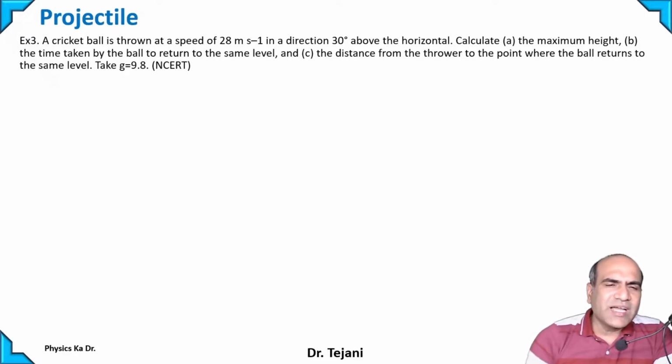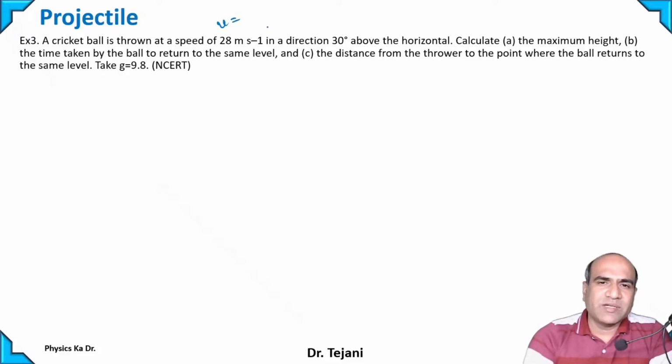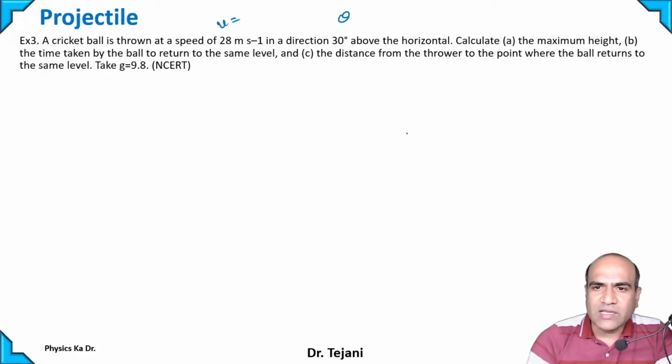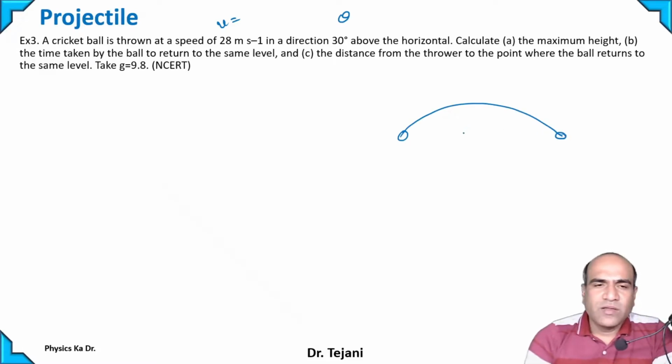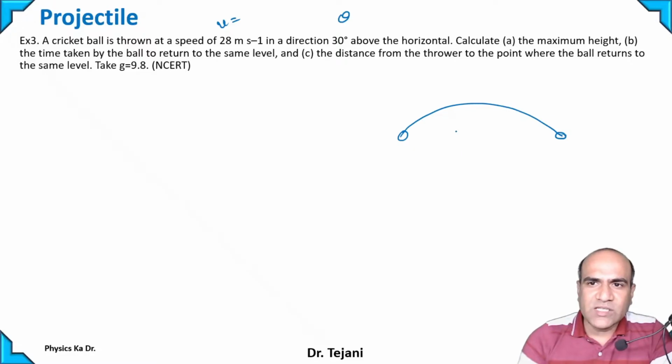So the example is given: a cricket ball is thrown at a speed u equal to 28 meter per second in the direction 30 degree above horizontal. That means the angle with horizontal is given, so it is theta. Calculate the maximum height, the time taken by the ball to return to the same level. That means a ball starting from this position is returning to the opposite position. So we need the time for this flight and the distance from the thrower to the point where it returns to the same level. Right. So we need range.